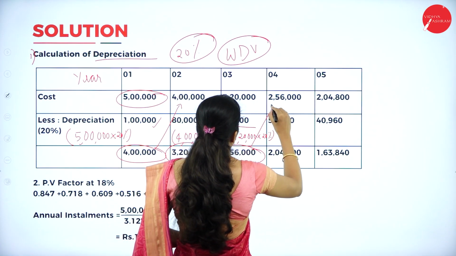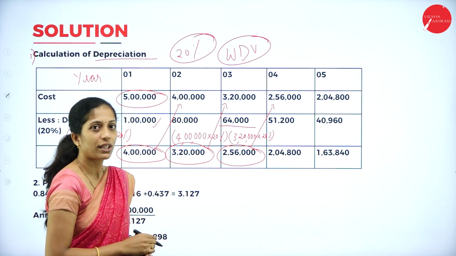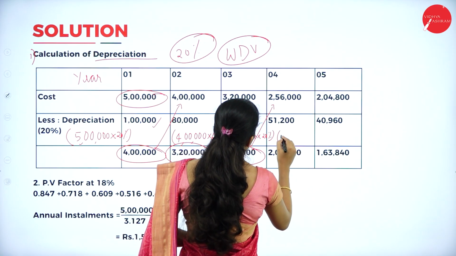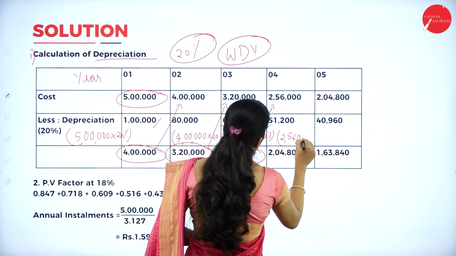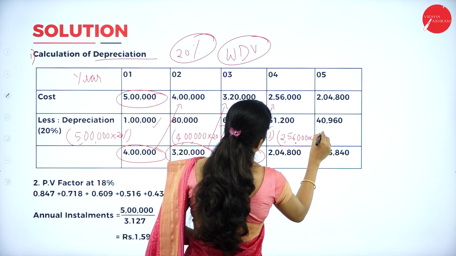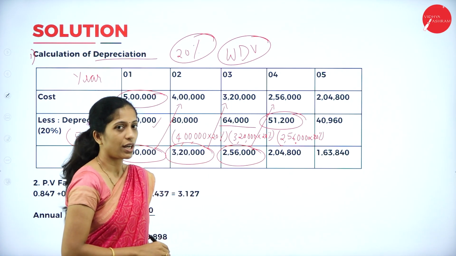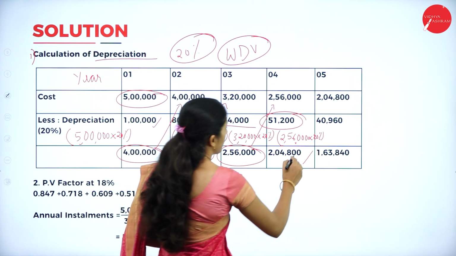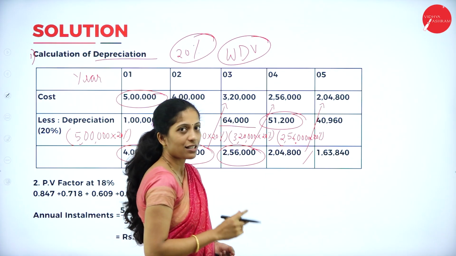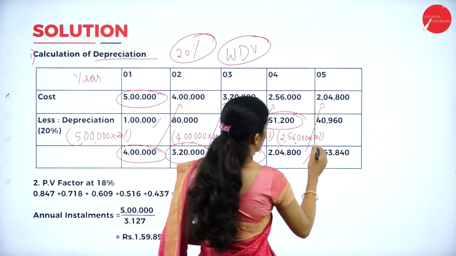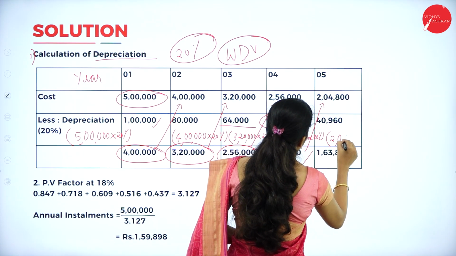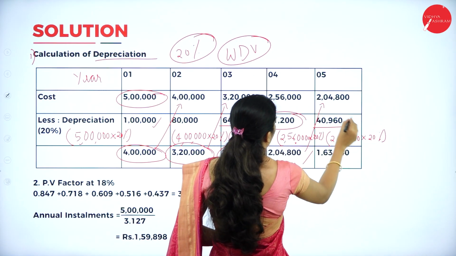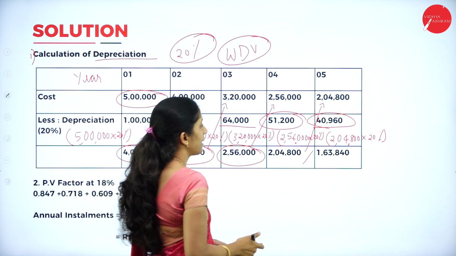Now the same value, 2,56,000, is at the beginning of the fourth year. That is the value of the asset in the fourth year, less depreciation. Now calculate on this amount: 2,56,000 into 20%. We'll get 51,200. When you deduct, you will get 2,04,800. Now the same value will be at the beginning of the fifth year. That is 2,04,800 less depreciation. 2,04,800 into 20% gives 40,960. So deduct that depreciation.